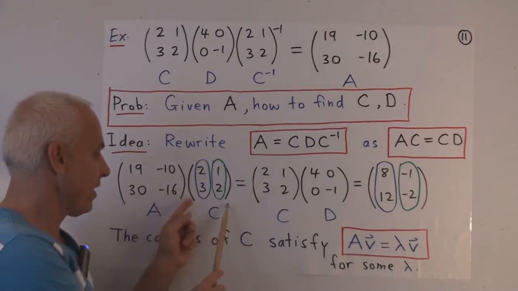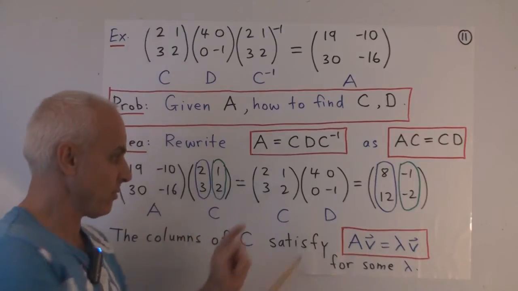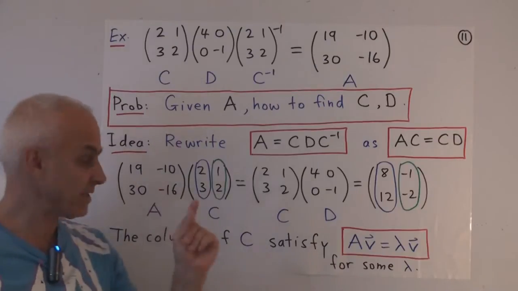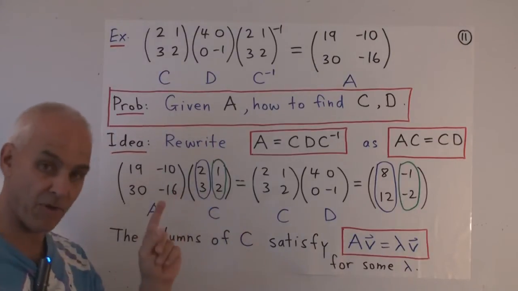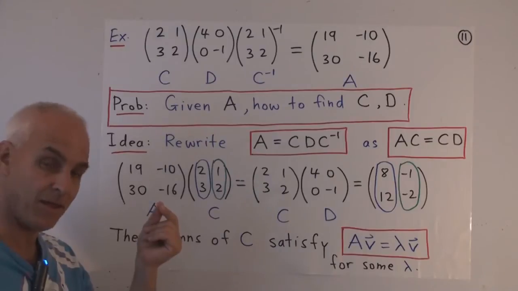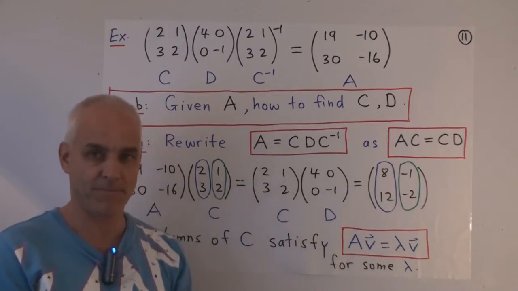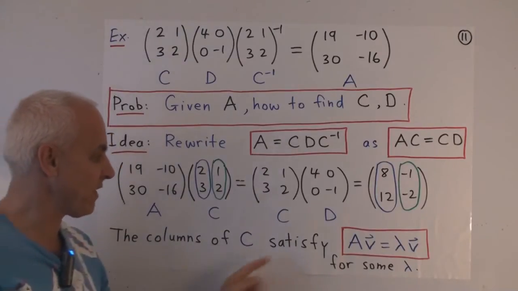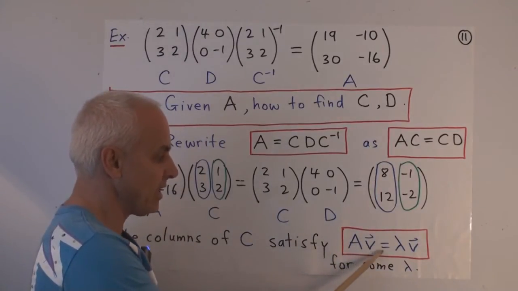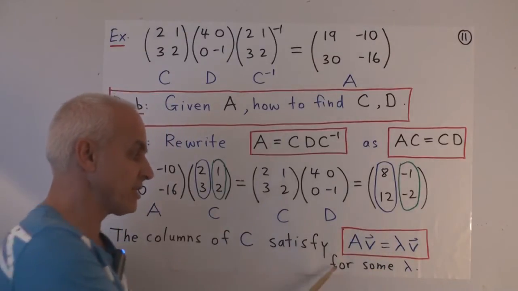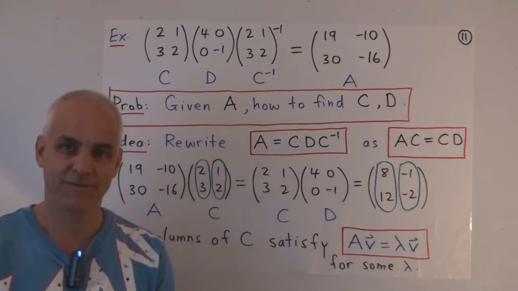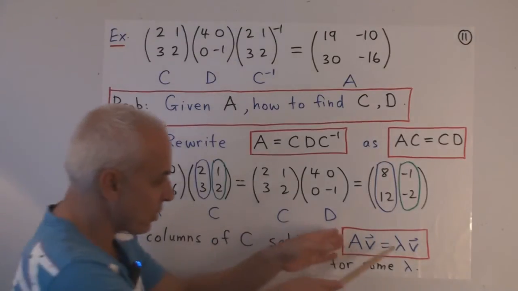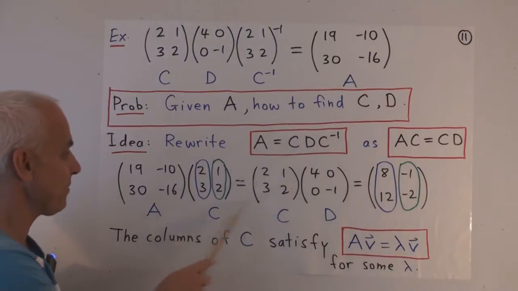So in other words, we're thinking of C as being a mystery matrix. We're thinking of D as being a mystery matrix. We're given A. Then the crucial property is that the columns of C have the property that when you multiply them by A, you're getting multiples of them. So the two columns of C satisfy the equation A times V equals lambda times V for some number lambda. This is a very important equation, and it's this equation that allows us to find C and D.